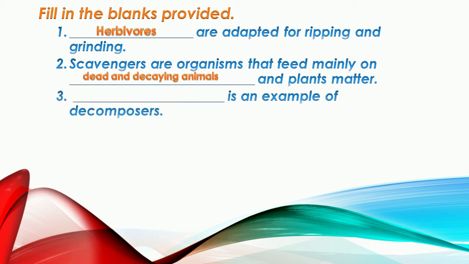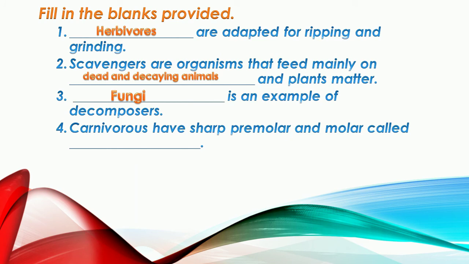Dash is an example of decomposers. Think and answer, friends. Very good. Fungi is an example of decomposers. Carnivores have sharp premolar and molar called dash. Carnivores have sharp premolar and molar called carnivorous teeth.